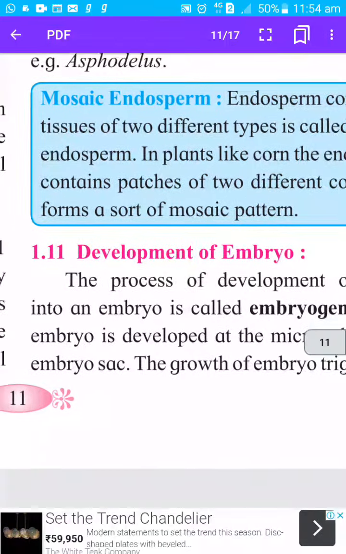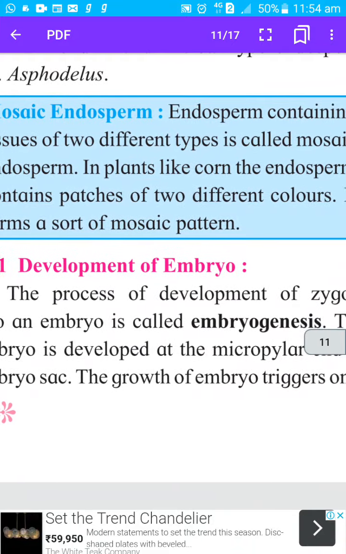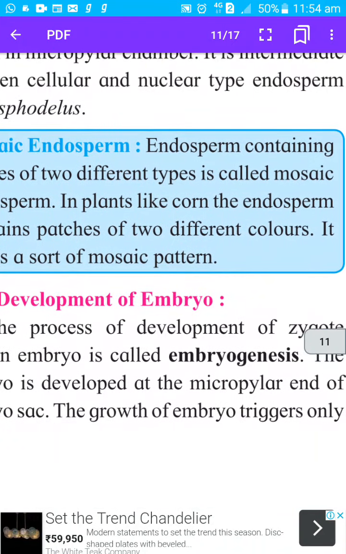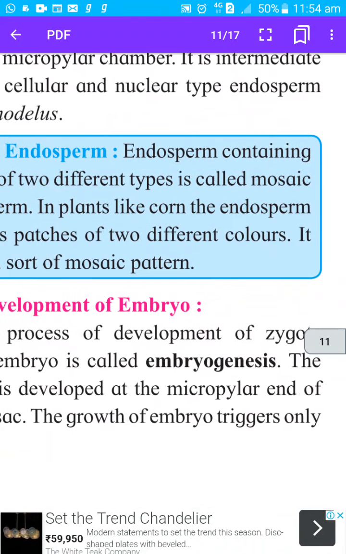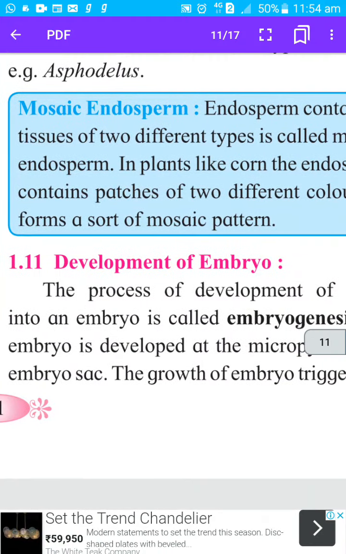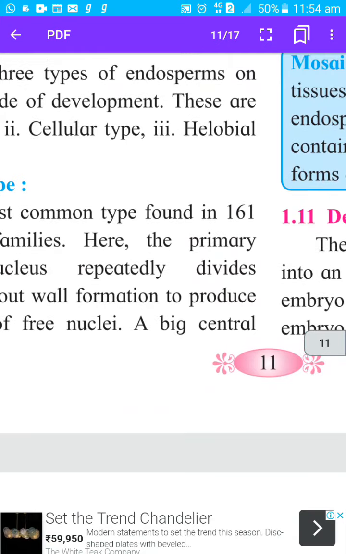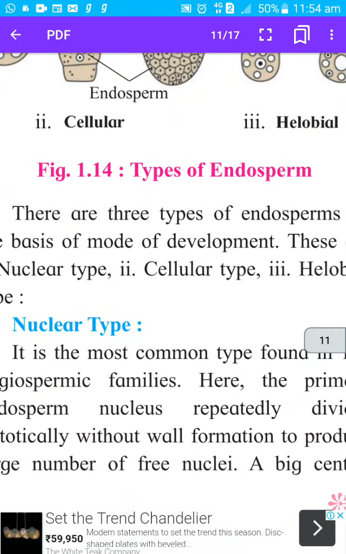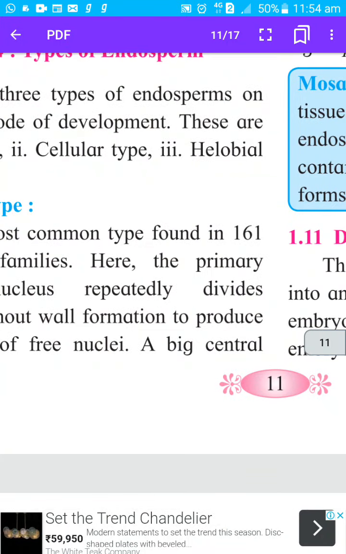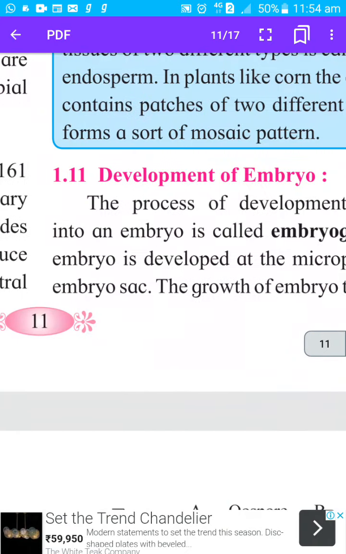Okay, then mosaic endosperm. So in some plants like corn, it contains patches of two different colors, that's why it is called the mosaic pattern. Okay, so this is about the development and types of endosperm.